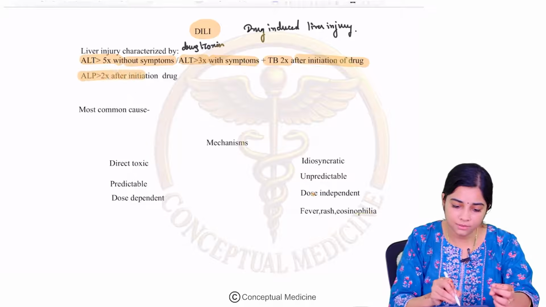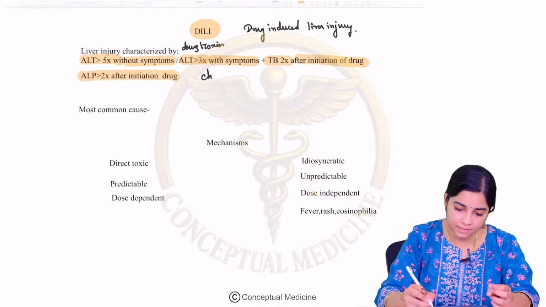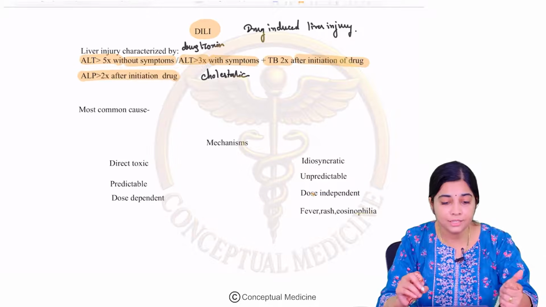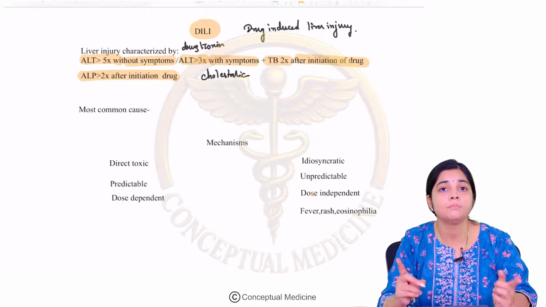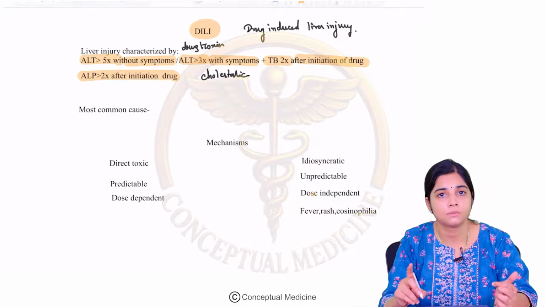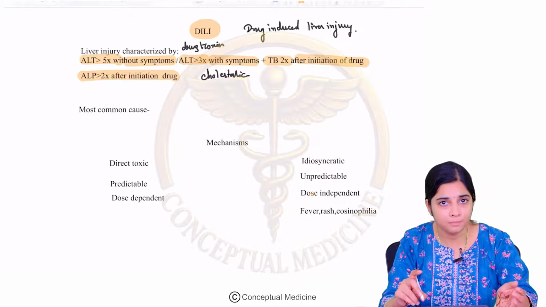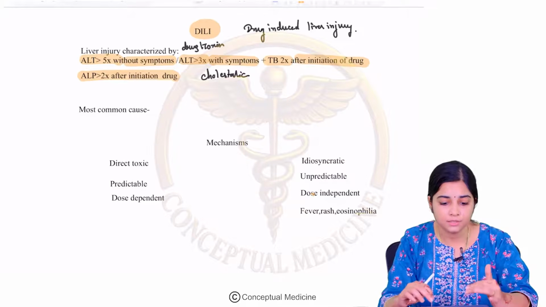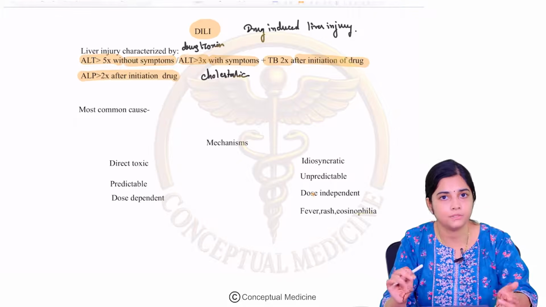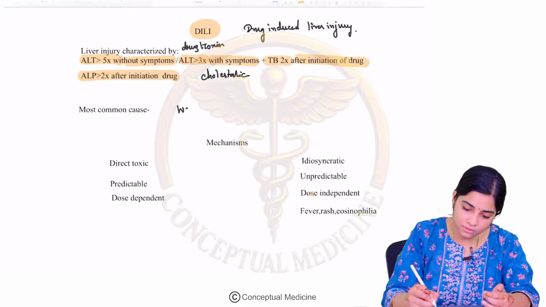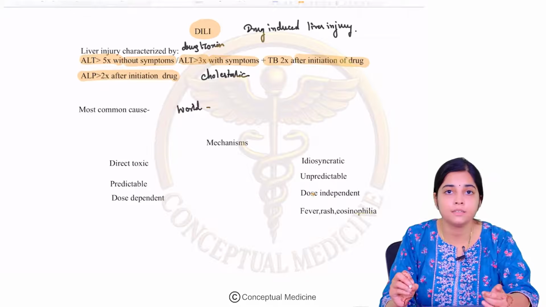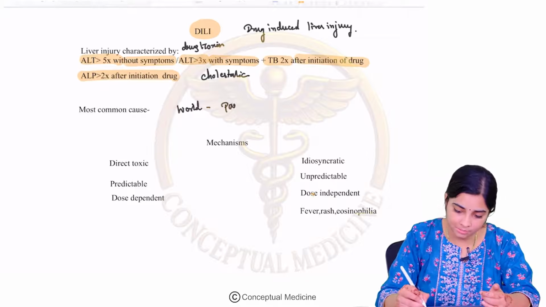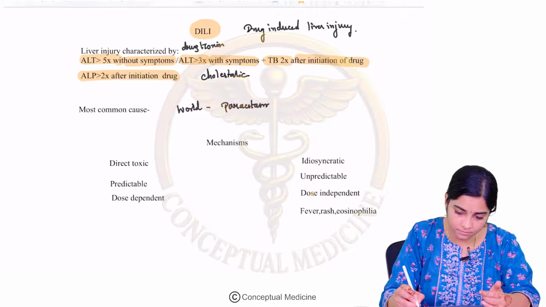Sometimes the drugs can also cause a cholestatic pattern of liver injury. So after the initiation of the drugs, if the ALP levels have become more than 2 times the normal. So normal levels are 40 to 140, right? So if it has become maybe around 200, 300 after the initiation of the drug, then this is liver injury. So the most common cause all over the world for drug-induced liver injury is your paracetamol, right?